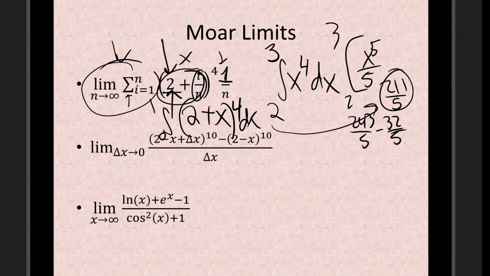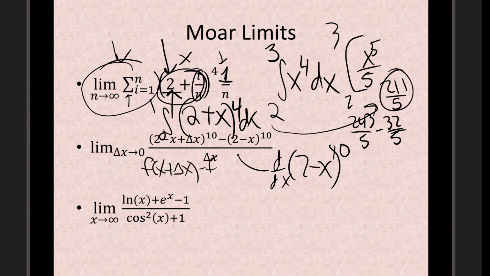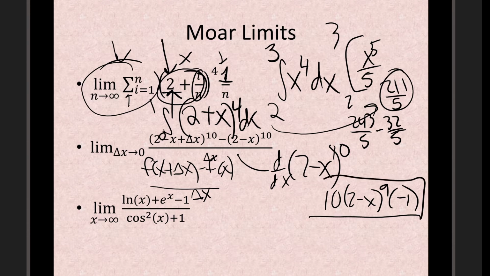All right. The second one. This just means take the derivative of 2 minus x to the 10th. Because this is f of x plus delta x minus f of x all over delta x. And so if we do that, we get 10 times 2 minus x to the 9th times negative 1 for chain rule. And that's the answer I was looking for.